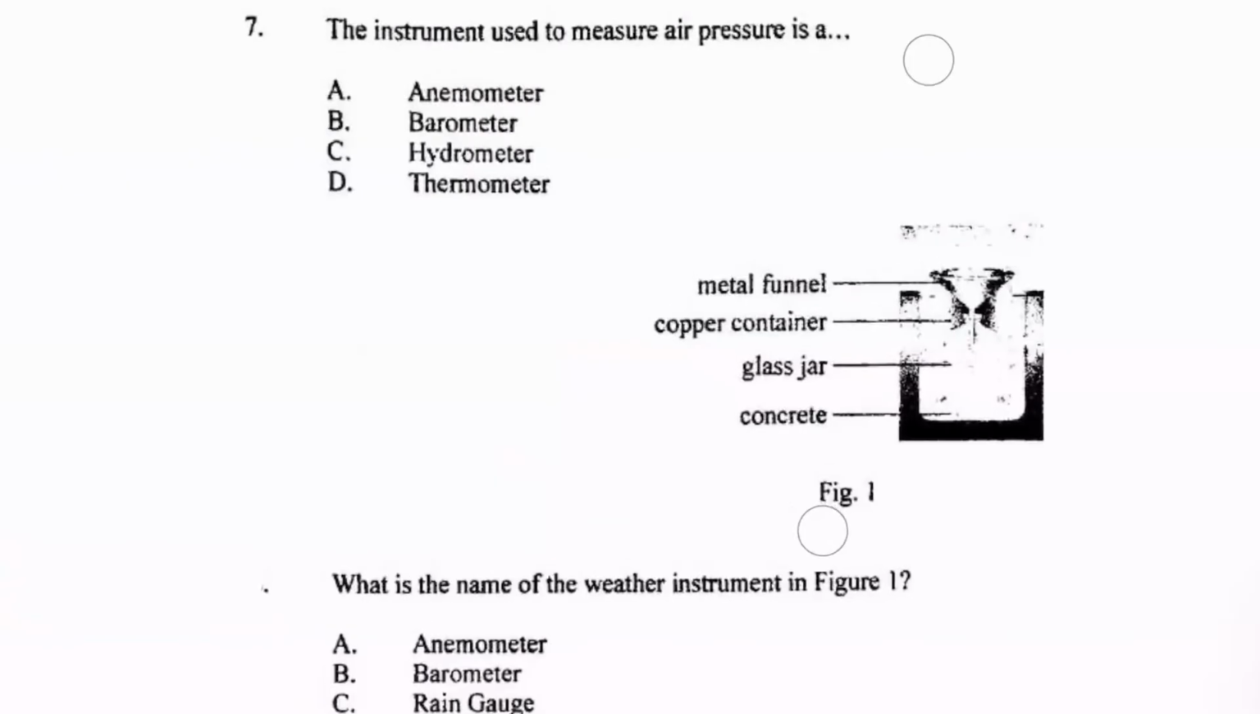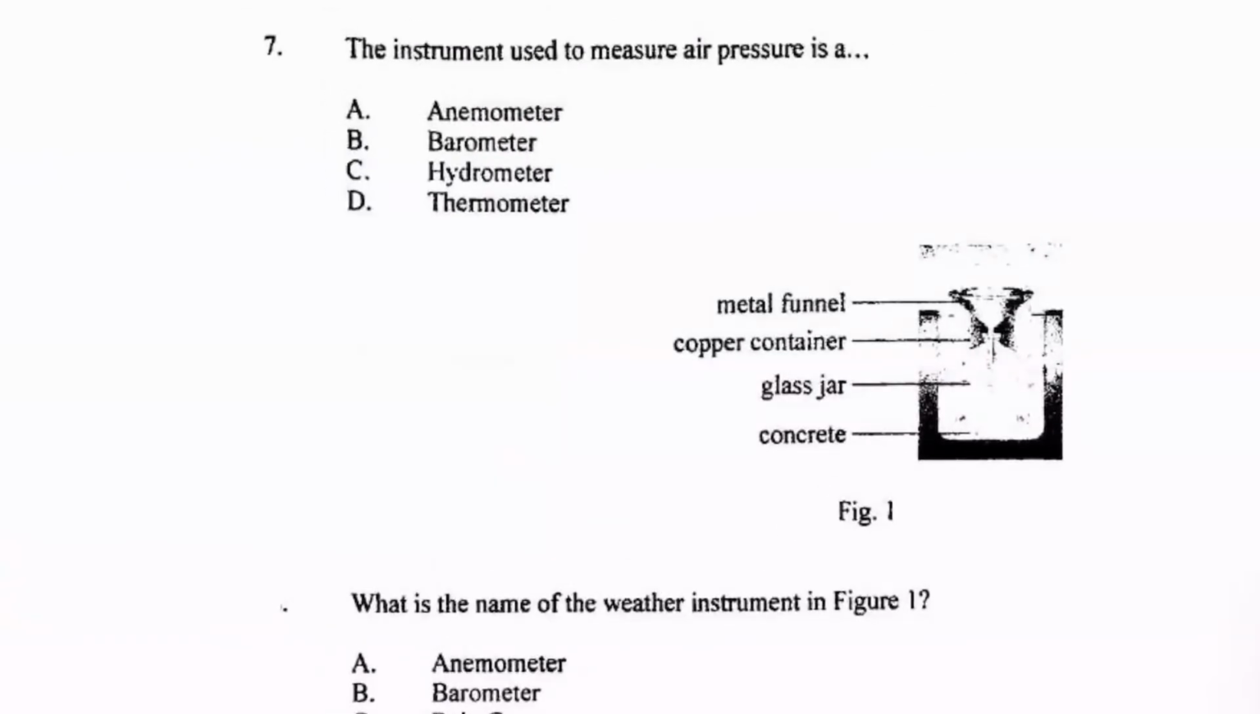Let's go to question number 7. The instrument used to measure air pressure is it A, an anemometer, B, a barometer, C, a hydrometer, or D, a thermometer? Christian is saying B. Sanaya, you're saying B. Okay, B. Annabella, you're saying hydrometer.